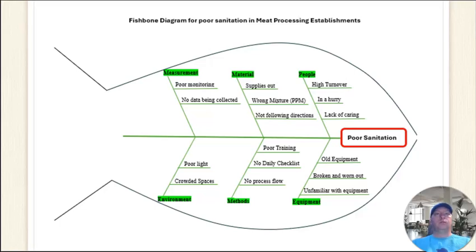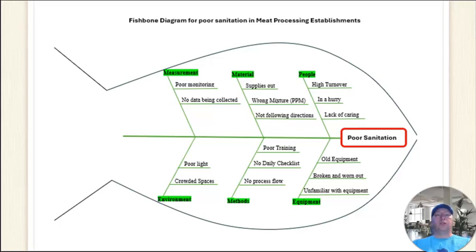Ultimately, you develop things under each topic. For instance, people: high turnover, you could be in a hurry, lack of caring. Ultimately, those things would cause poor sanitation. It's kind of neat seeing this diagram. This is one of my favorite diagrams.